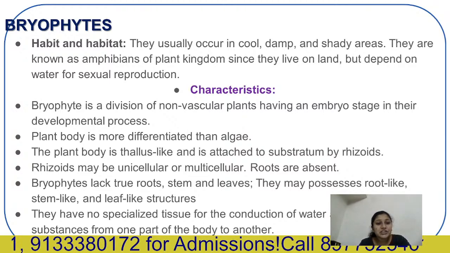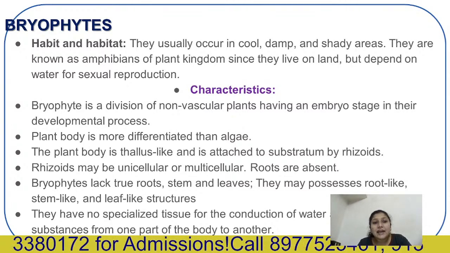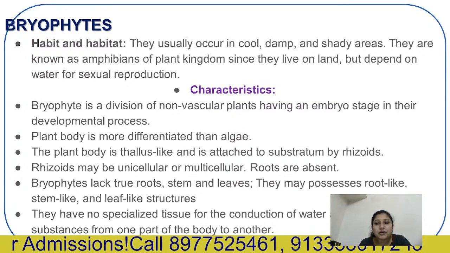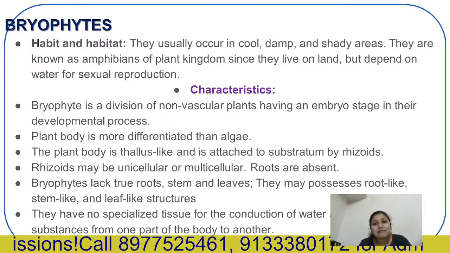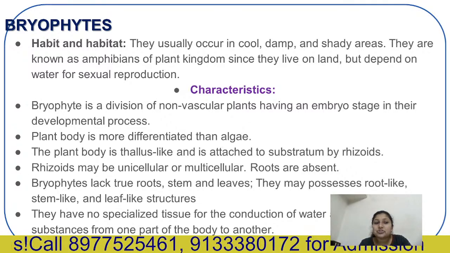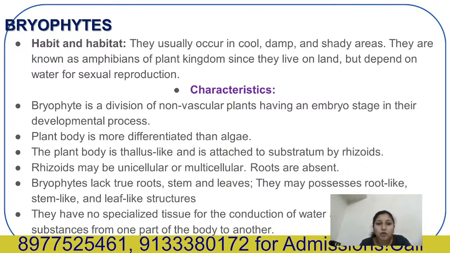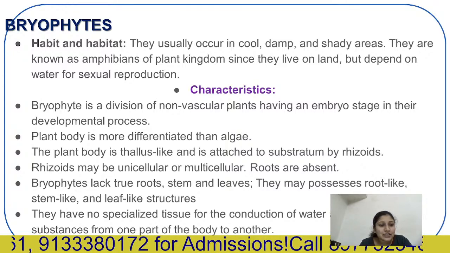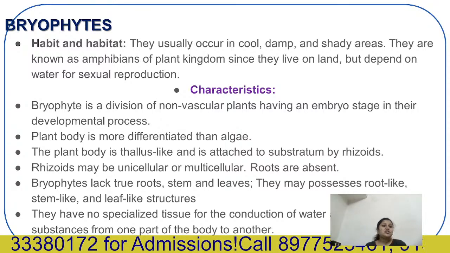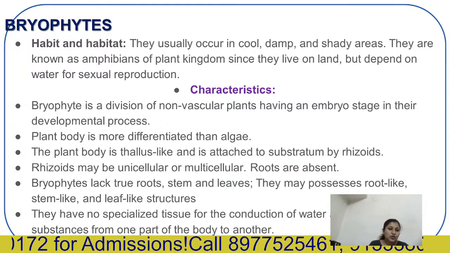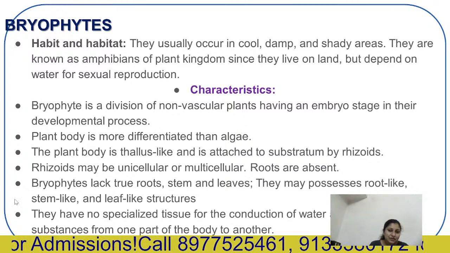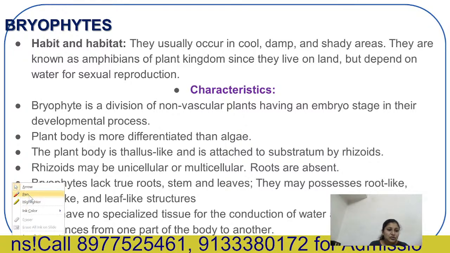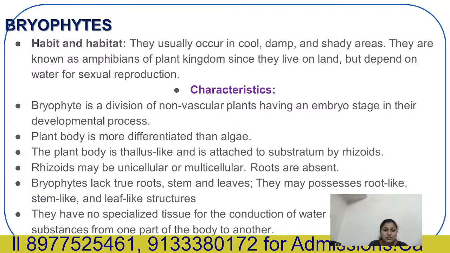So bryophytes are amphibians of the plant kingdom because they can live both on land and in water. Actually they live on land, but for sexual reproduction they are dependent on water. That's why they are called amphibians of the plant kingdom. The characteristic feature of bryophytes is that they are a division of non-vascular plants having an embryo stage in their development. So they do not have a vascular system.